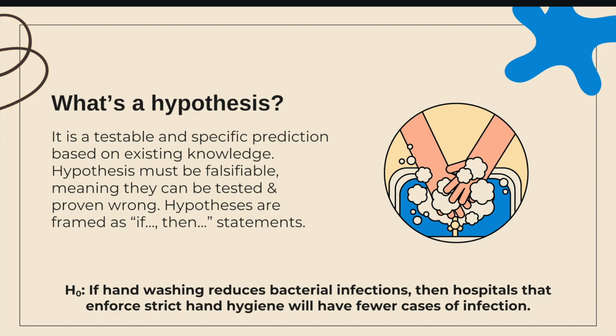Unlike theories, hypotheses haven't been proven yet. They're what researchers test through experiments. Also, a hypothesis has to be falsifiable, meaning it can be proven wrong. That's important because it allows research to be objective and based on evidence, not assumptions.